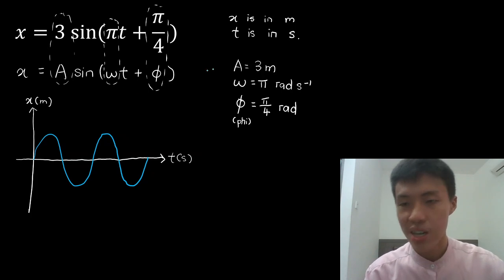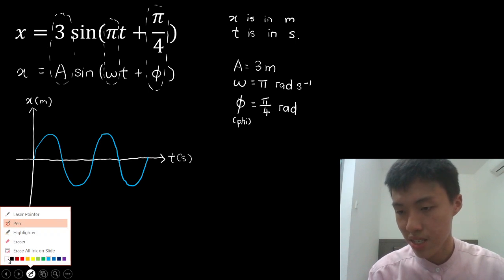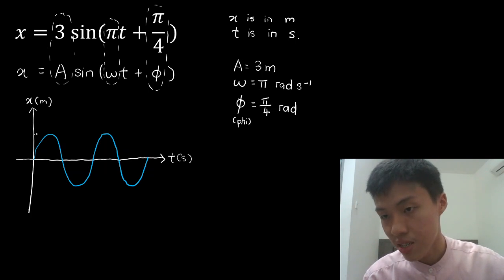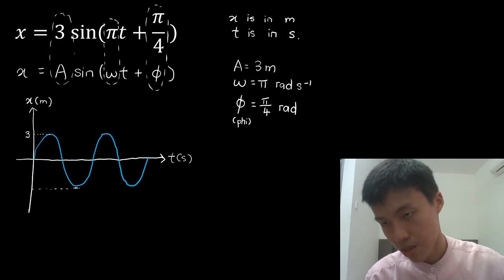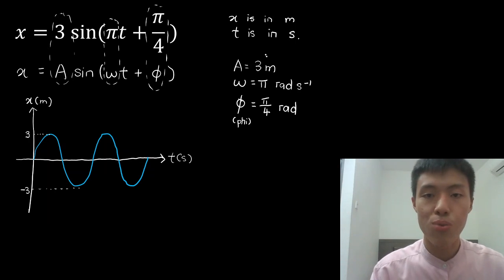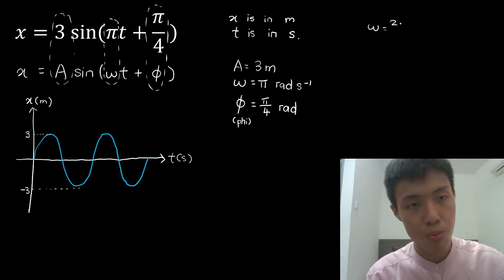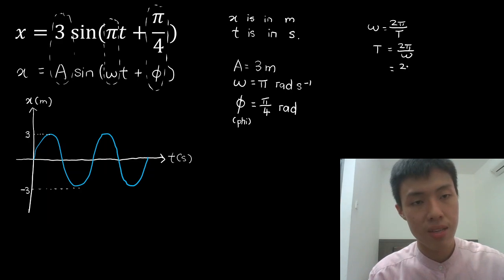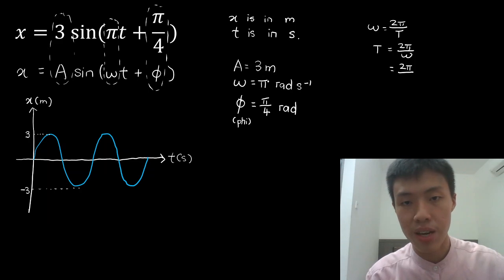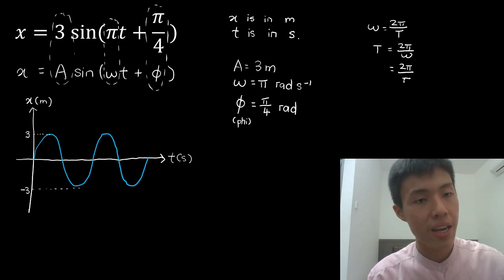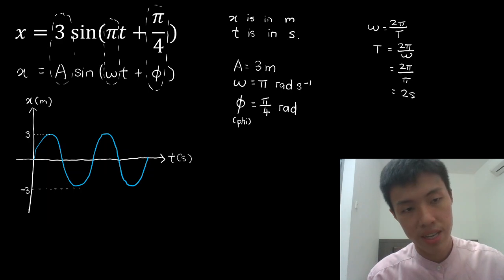After drawing your sine curve, you have an amplitude. So now it's just a matter of labeling it. Then you have your 3 meter. Down, you have your -3. To know the period that you need to label here, omega is equal to 2 pi over capital T. Therefore, T is equal to 2 pi divided by omega. So 2 pi divided by the pi that we have here, omega. Then what you get is 2 seconds. So the period is 2 seconds.